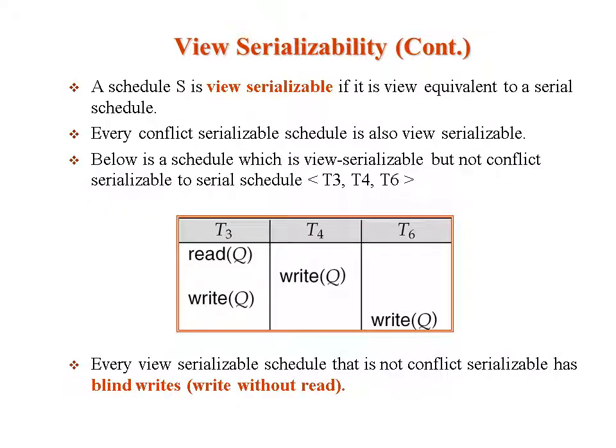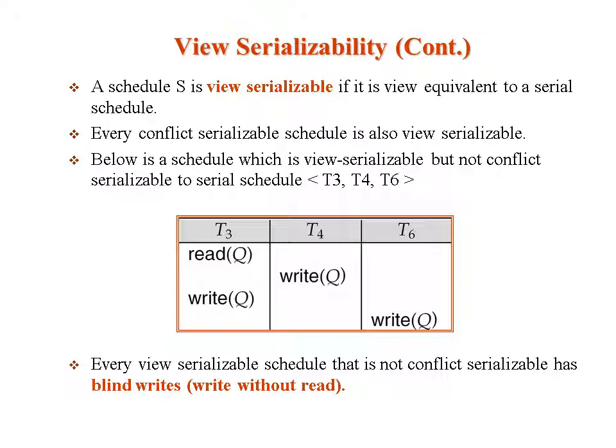So here one example is given for read queue, write queue, T3, T4, T6. Three transactions are given, some operations are being done here. Here just see this schedule which is concurrent, which is actually following the concurrent pattern.